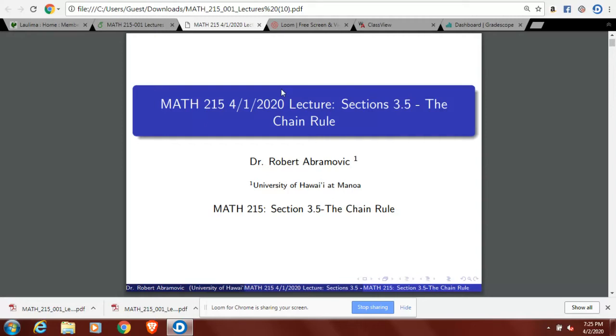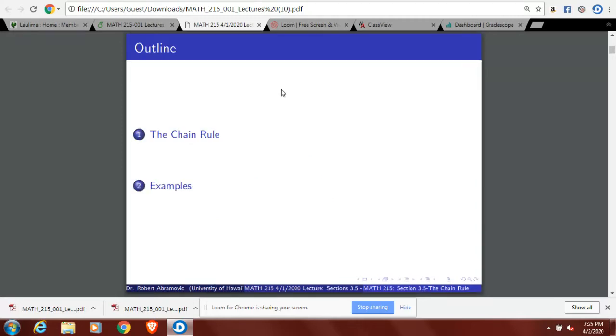On section 3.5, the chain rule. So first we'll define the chain rule, show how it works, and then we'll give some examples.